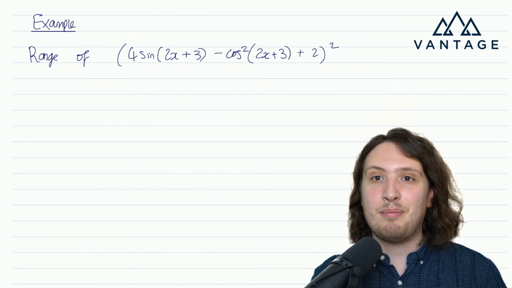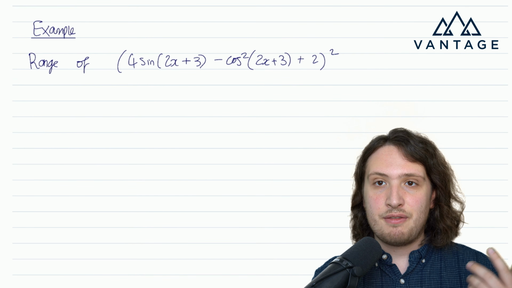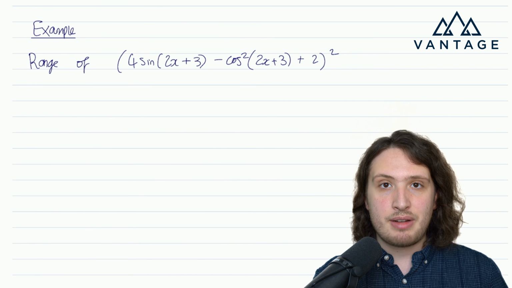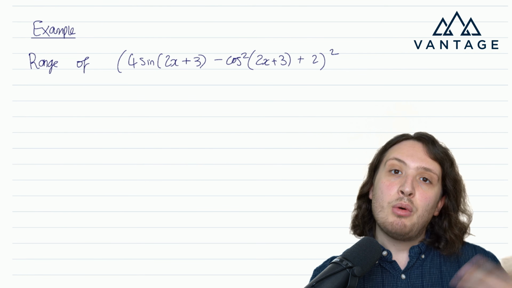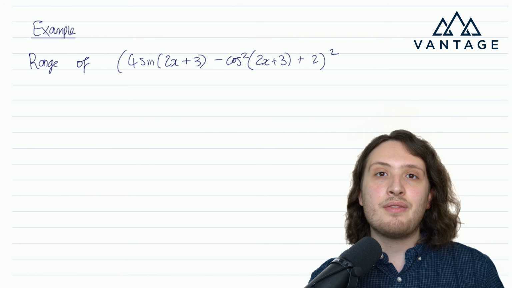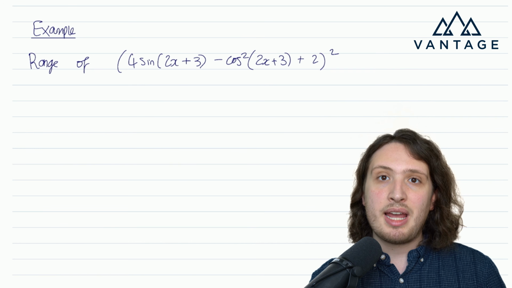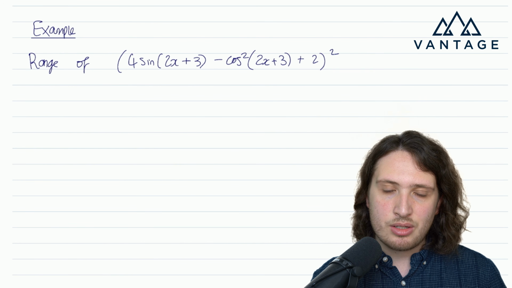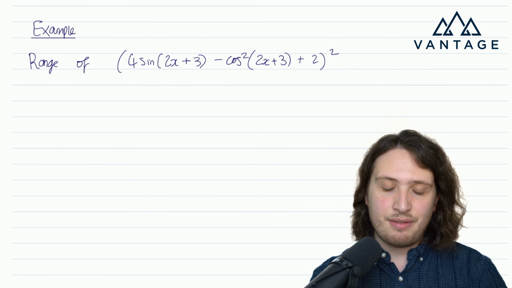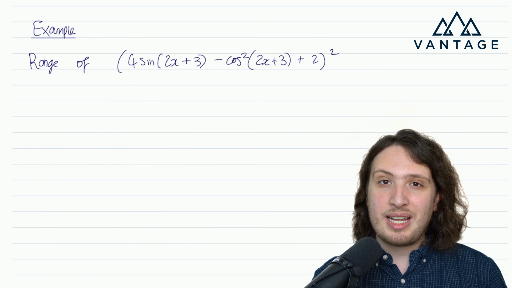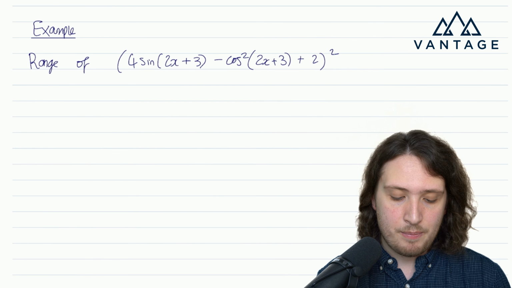Let's take another example. So let's consider the function 4 sine(2x plus 3) minus cos squared(2x plus 3) plus 2, all squared. Well, first of all, given that our plan is to think of this as a composition of functions, it makes sense to start by using the Pythagorean identity, sine squared plus cos squared is 1, to write this as a function of sines only, because then I can think of it as being sine(2x plus 3) put into some other function.